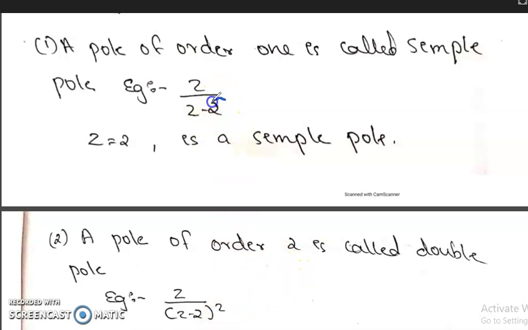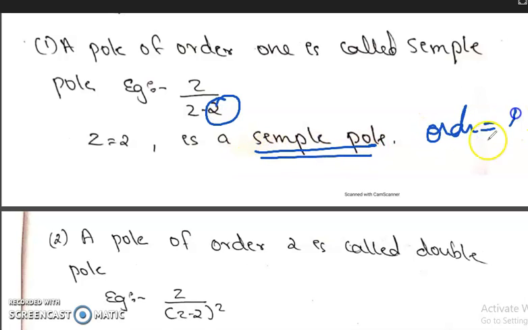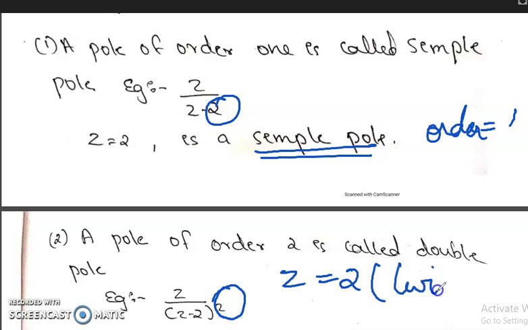So, here z = 2 is a simple pole because its order is 1. Here z = 2 comes twice. Therefore, it is a double pole. Okay.